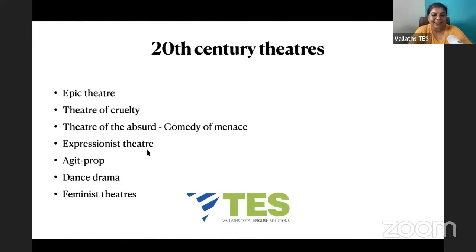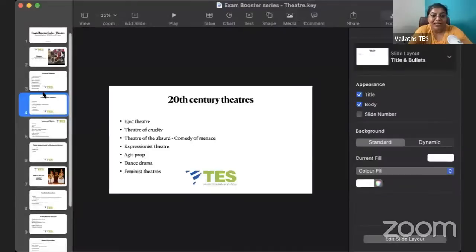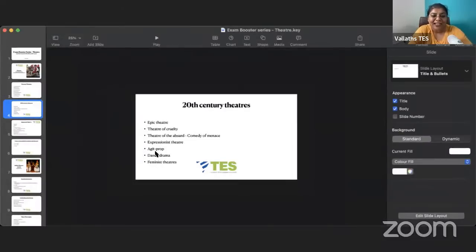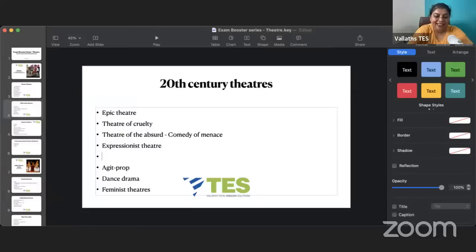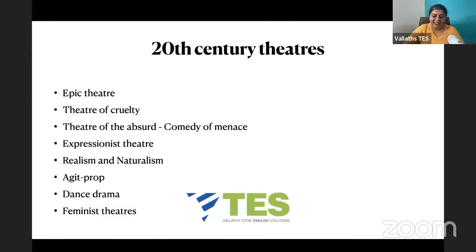I just hesitated for a minute because one important theater is missing here. I forgot. Realism and naturalism. Expressionism and then realism and naturalism. Who is the main figure in realism and naturalism? None other than Henrik Ibsen. In expressionism, Strindberg is a very important figure. Expressionism, Strindberg, Miss Julie, The Ghost Sonata.